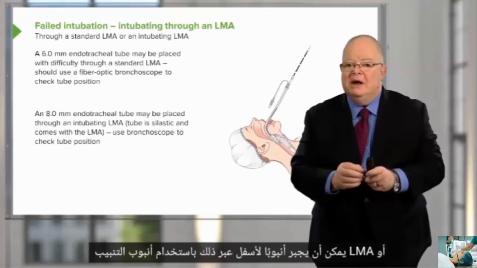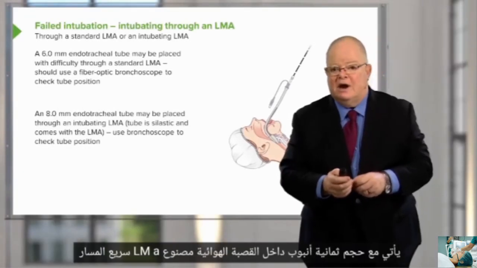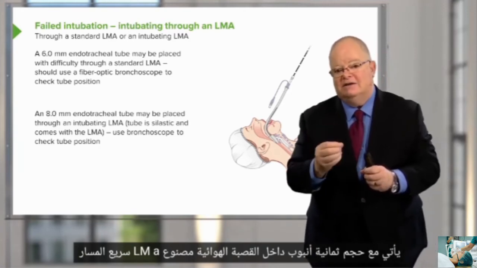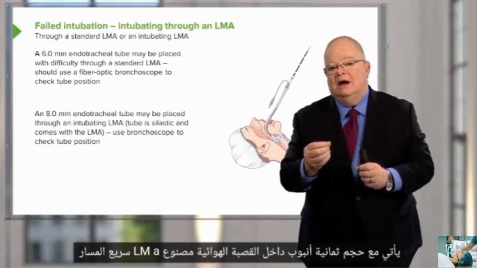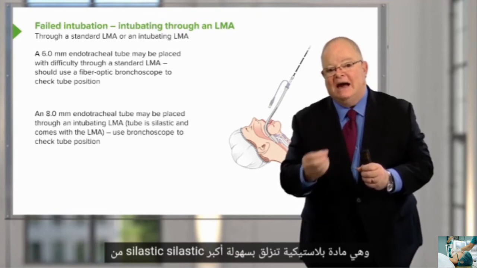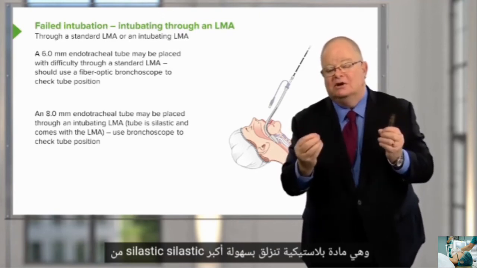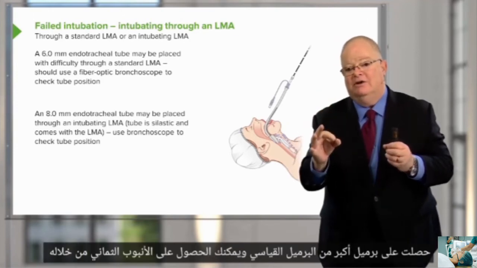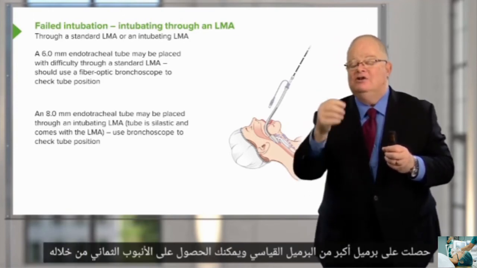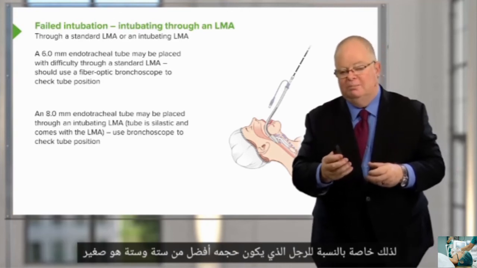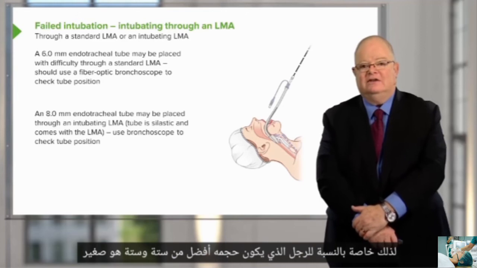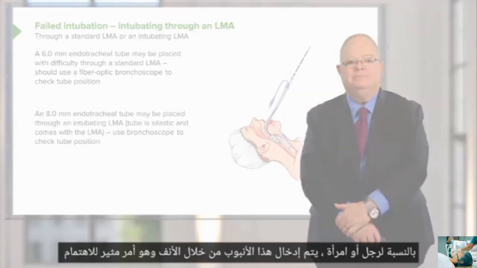With the intubating LMA or the fast track LMA, it comes with a size 8 endotracheal tube that is made of silastic, which is a plastic material that slides more easily. It's got a bigger barrel than a standard LMA, and you can get the 8 tube through. So particularly for a man, that's a better size than a 6. A 6 is small for a man or woman.